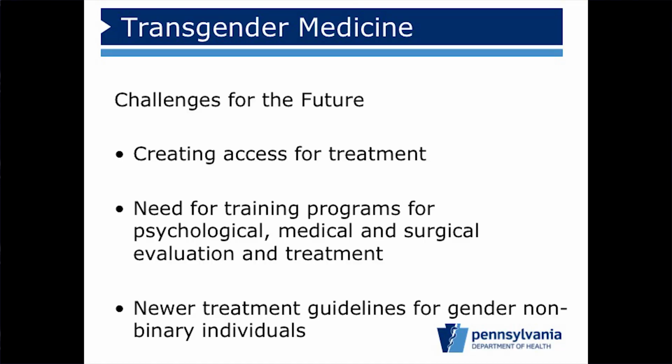Now, challenges for the future. Access for treatment. So Pennsylvania Medicaid covers transgender treatment, and there are a lot of resources in Philly, and there are a lot of resources in Pittsburgh. There is the Alder Health Clinic, which is in Harrisburg, and they have a branch here in Lancaster, and you can access treatment here in Lancaster. But if you're in most of Pennsylvania, it's very hard to access gender confirmation treatment, so we're working on that.